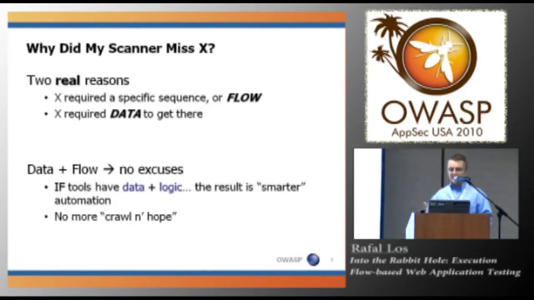So the result of data and logic and the marrying of those two concepts is a smarter form of automation, and we're hoping to get rid of the crawl and hope that we find stuff, right? Simply pointing a crawler at a website and saying, go, give me all my vulnerabilities so I can generate a PDF and send it to my developers to go fix. That concept absolutely has to go away because it's not making anybody any safer. And every time I say that, I think one of my salespeople has a heart attack somewhere.